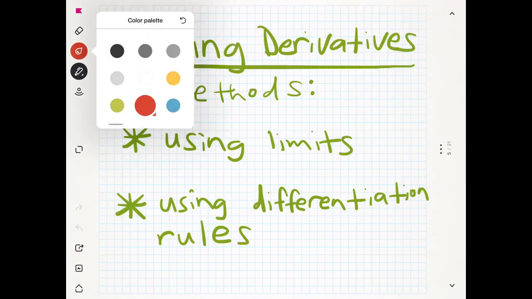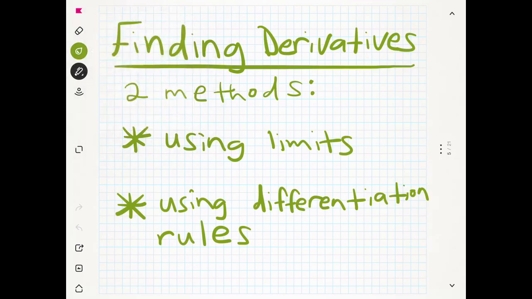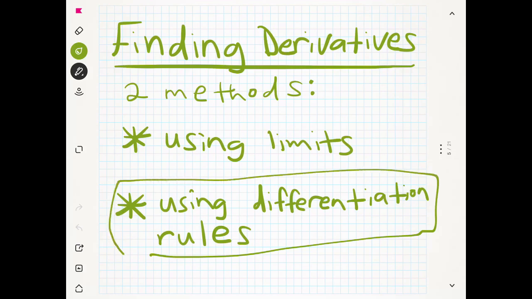So let us actually get into the subject of finding derivatives. There are two ways to find the derivative of a function. The first way uses limits, and the second way uses differentiation rules. In this set of videos, we are going to focus on differentiation rules. Why? Because they are more efficient and easier, and they are meant to find derivatives, hence the name differentiation. Differentiation, by the way, is the process of finding a derivative.